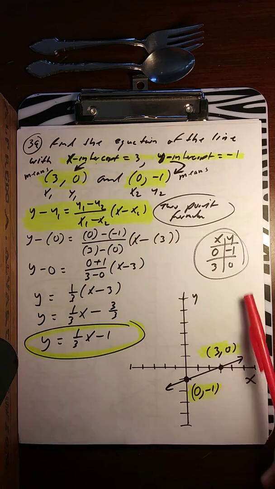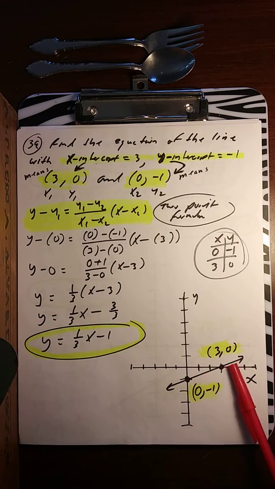We have 2 points. Put the 2 points in the graph. 0, -1 and 3, 0. There they are. Put the line.